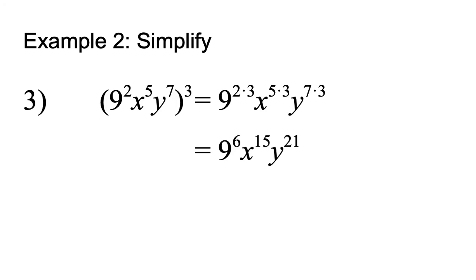Although 9 to the 6th is not a small value, it is not such a large value that we cannot compute it with a calculator. 9 to the 6th is 531,441. So the answer now is 531,441, x to the 15, y to the 21.